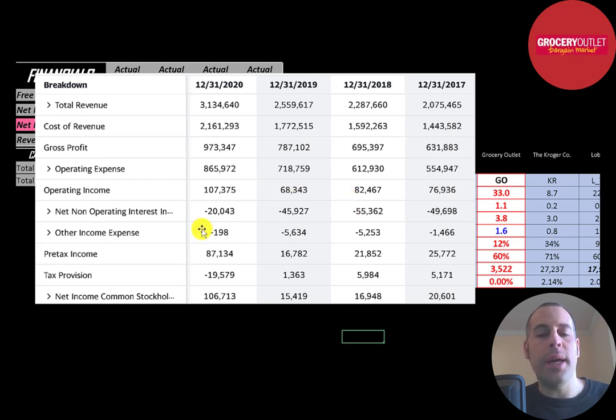Below that is other income and expenses. This is usually impairments or write-offs. Then pre-tax income, then their taxes. And the bottom line of the income statement is their net income. And that's positive every year, much higher in 2020 at over $100 million.